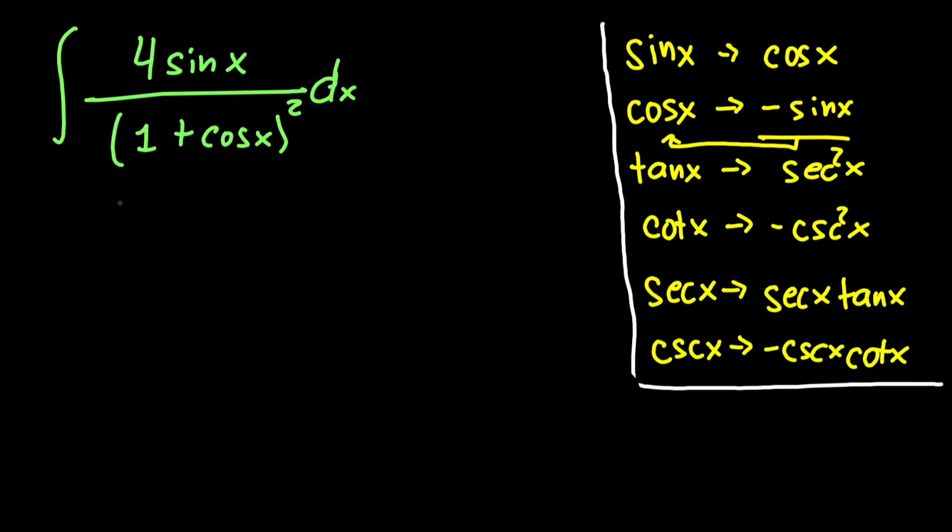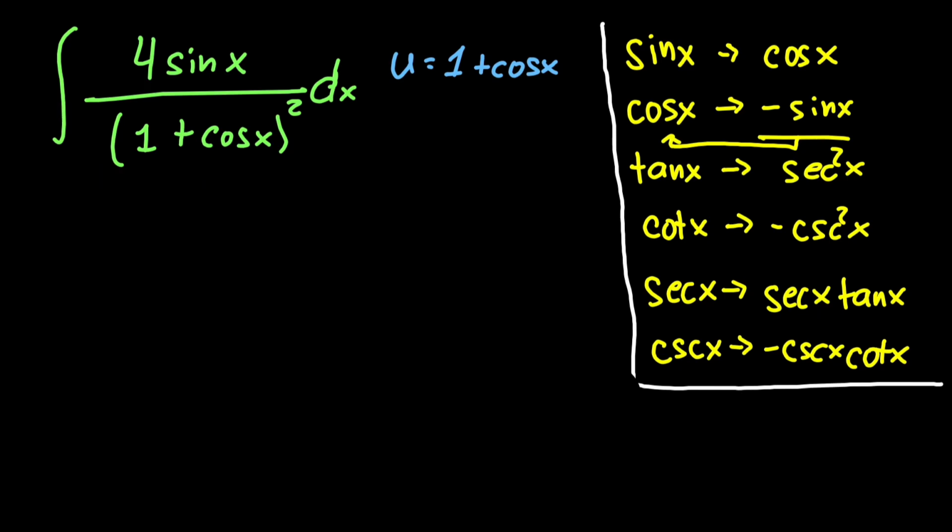For the last problem, the integral of 4 sine x over 1 plus cosine of x to the power of 2 dx. So you can actually substitute u here as 1 plus cosine of x. First, it is because it is on the denominator. It is not mainly because of that, but it can be a necessary reason. And also because it is bounded by an exponent.